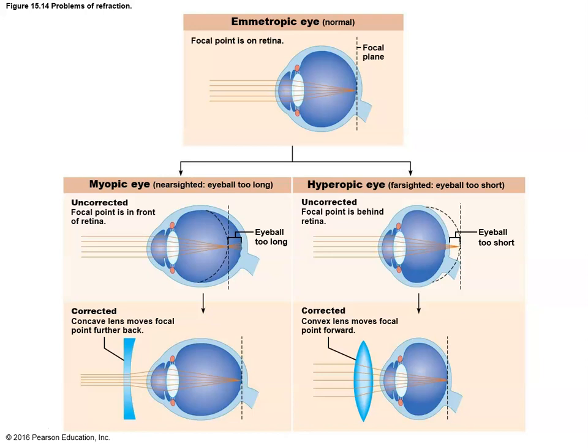In a far-sighted eye, things that are further away you see just fine, but things that are up close are a problem. And you would notice someone with this when they're holding the book as far away from themselves as they can to be able to read it more effectively.